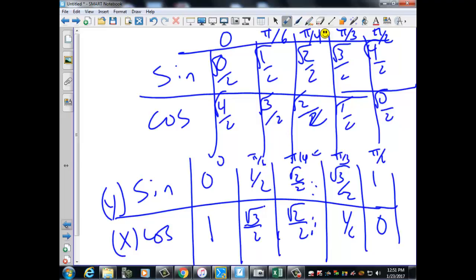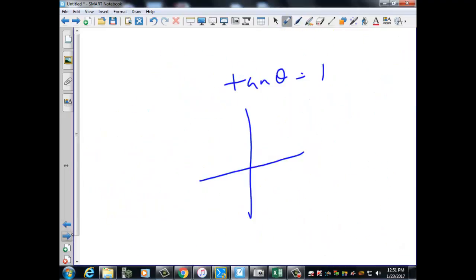All right? So if I ask you, when is tangent equal to square root of 3? Then you go to the thing and you find out when is sine over cosine equal to the square root of 3. You'd say pi over 3. Does that make sense? So when's tangent theta equal to 1? If this is pi over 4, or what? This is pi over 4, yes?